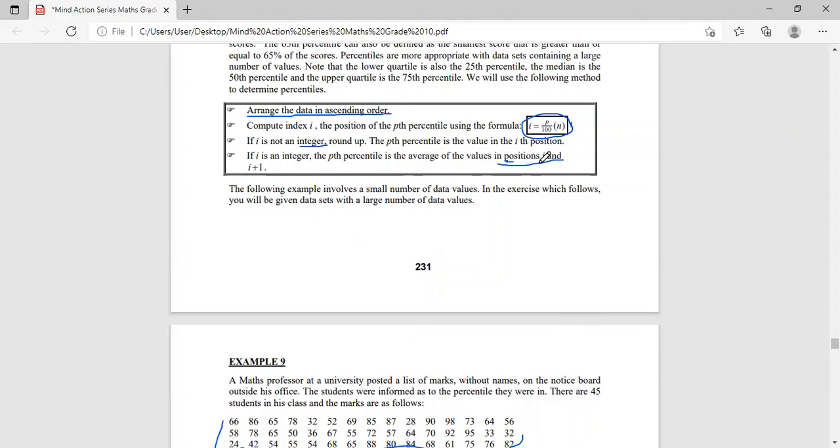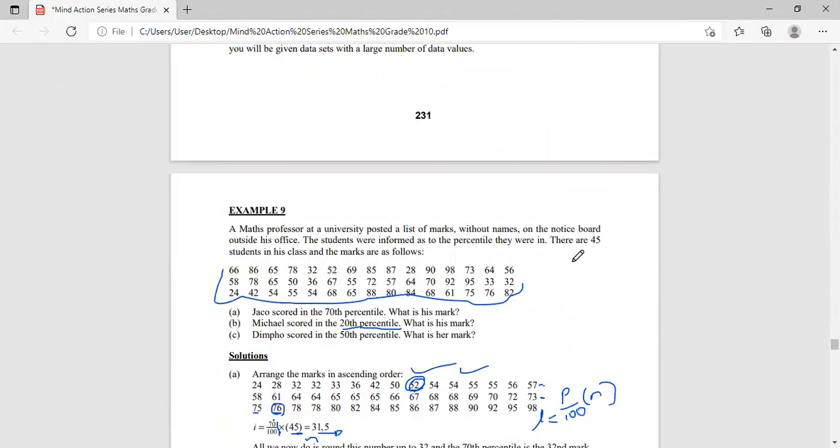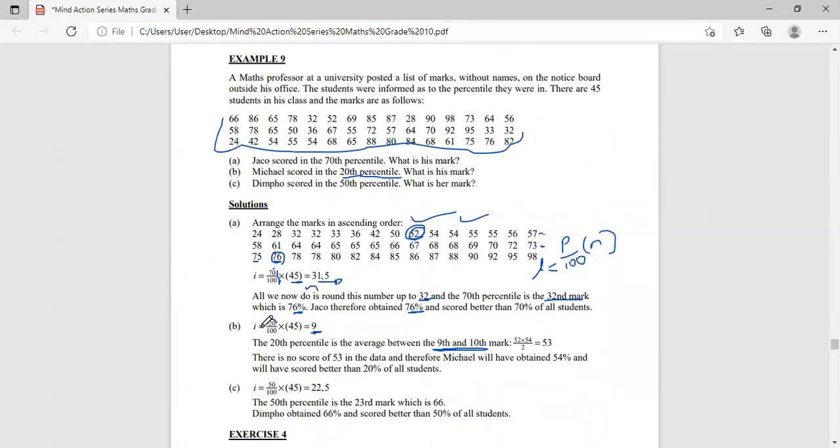Okay, I'm lying. If it's an integer, it's going to be between i and i plus 1. So our i, we got 9. Our i is equal to 9, and then our i plus 1 is equal to 9 plus 1, which gives us 10. So it's going to be between 9 and 10. Yes, I was capping for a few minutes there.